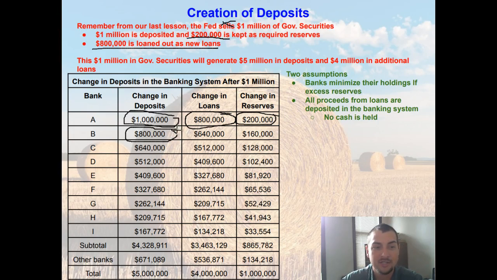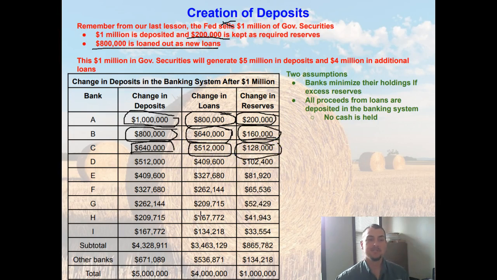So with this change in deposits, if Bank B receives this $800,000, they can loan out 640,000 of that, and they must keep 20% of this 800,000 on hand. So they must keep $160,000 in reserves. Now the person who borrowed from Bank B takes and buys stuff with it, and the people they buy it from deposit that money in Bank C. Bank C now has additional deposits of $640,000. With that, they can loan out $512,000, but they must keep $128,000 on hand.